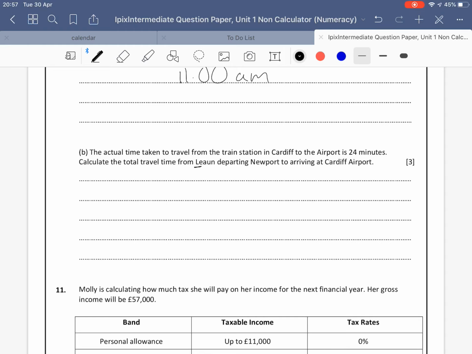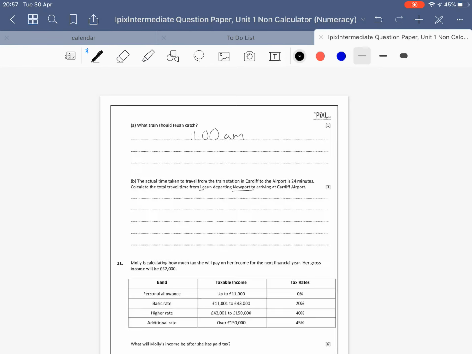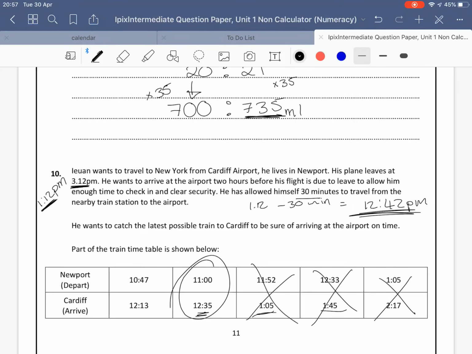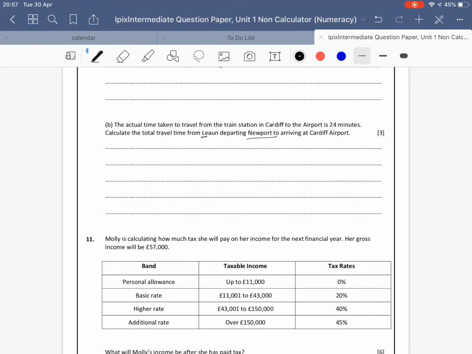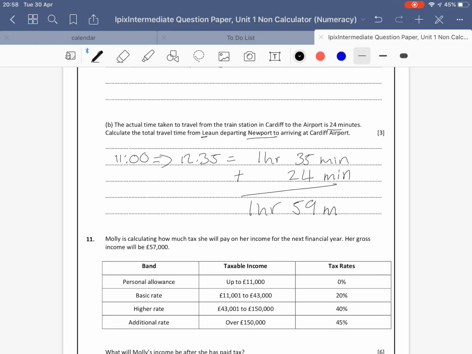Right, so from departing Newport, we know he's going to catch the 11 o'clock train, which arrives at 12:35, so we need that travel time. From 11 o'clock to 12:35, that's 1 hour and 35 minutes. Then it takes him 24 minutes to get from the station to the airport, so we need to add 24 minutes, so that's 1 hour and 59 minutes. I feel like I've done that one wrong for 3 marks.